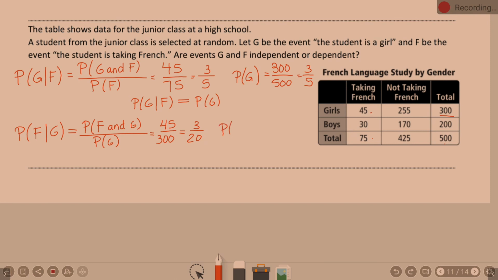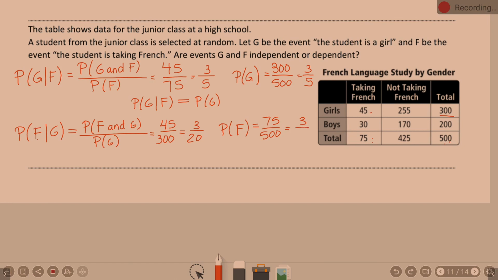The conditional probability compared to just the regular probability. And again, if you get confused and forget what you're comparing it to, go back to the rule, right? That's why we have our notes right now. It's day 1. You don't have to have this memorized or be perfect at it yet. Probability the student is taking French. 75 out of 500. Well, I know they both divide by 25. That's 3 and that's 20.